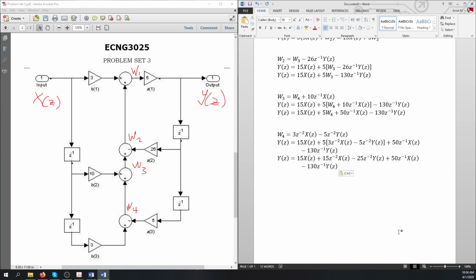So I want to simplify this out a bit. So y of z here is equal to 15x of z plus 5 into 3. Now I expand that out, plus that. Okay. So I want to carry over all the y of z's onto the left hand side. So we have y of z plus 25 y of z, that's negative 2 y of z, plus 130 y of z is equal to 15x of z plus the 15 z to negative 2 x of z plus this here.